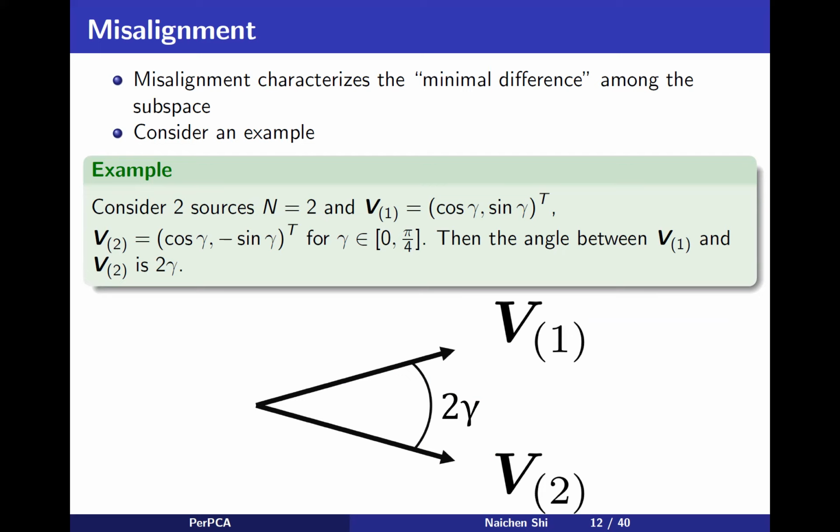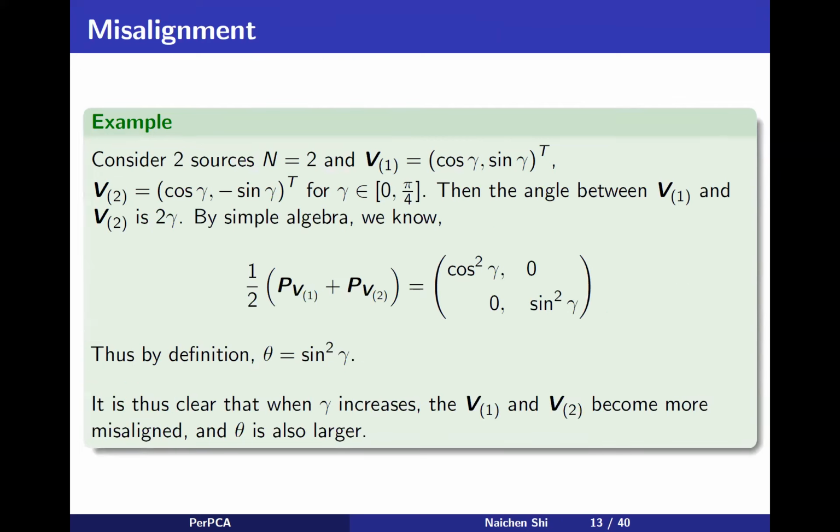The angle between them is 2 times gamma, where gamma is a parameter between 0 and pi over 4. By some calculation, we can see that theta, our defined misalignment parameter, is actually equal to the square of sine gamma. So when gamma is larger, the angle between the two vectors is larger, and the two vectors are more misaligned. Theta is also larger. The misalignment parameter is larger. That's why we call theta a misalignment parameter.